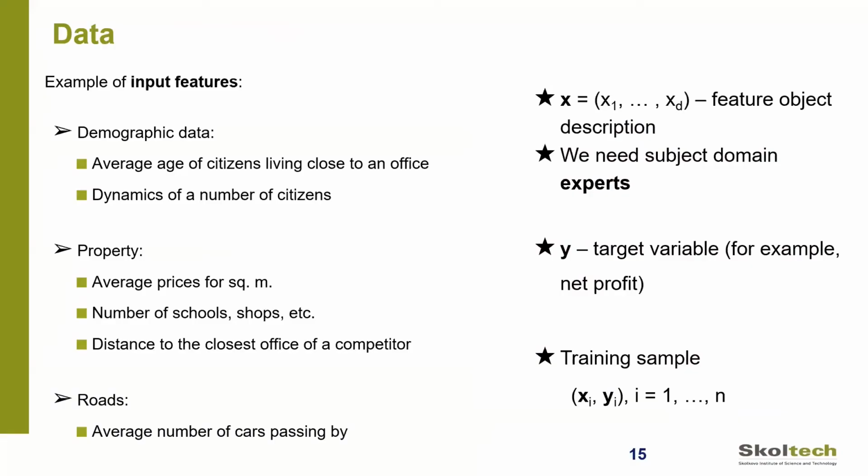What kind of data can we collect? First of all, we can collect demographic data, like the average age of citizens living close to a possible location of an office. Dynamics of the number of citizens, whether property around is expensive or not, number of schools, shops, distance to the closest office of a competitor insurance company, average number of cars passing by. So all these different characteristics actually influence the profit we can get. And these characteristics are organized in a vector of some dimension.